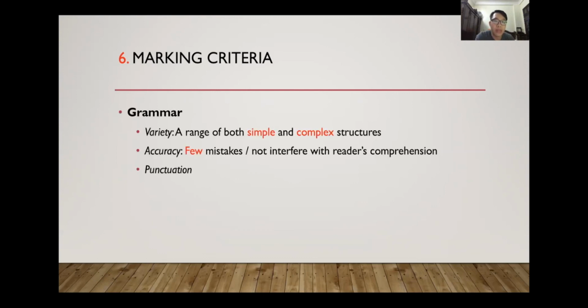And then grammar. In grammar, we will look at the variety of the structures and the accuracy of the structures as well, and also the punctuation. Like variety, you should use a range of both simple and complex structures. It would be very unnatural for you to use complex structures all the time. So remember to use a mixture of both simple and complex structures. And then for accuracy, you should try to limit your mistakes. That's why proofreading is very important.